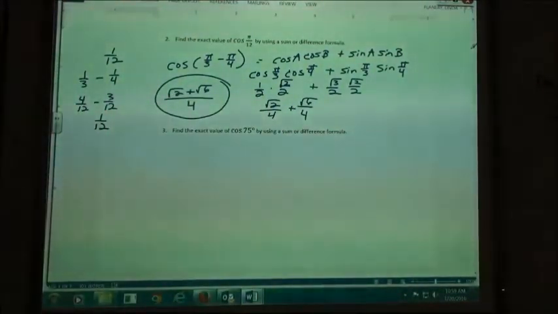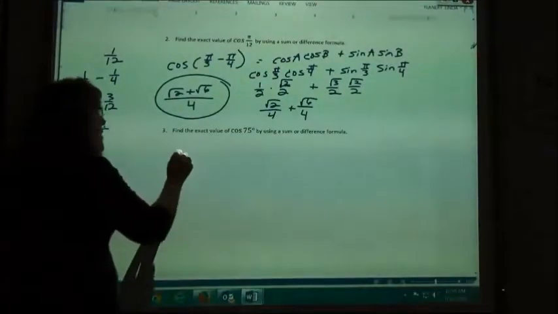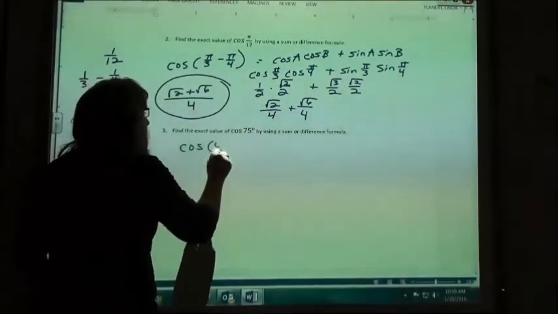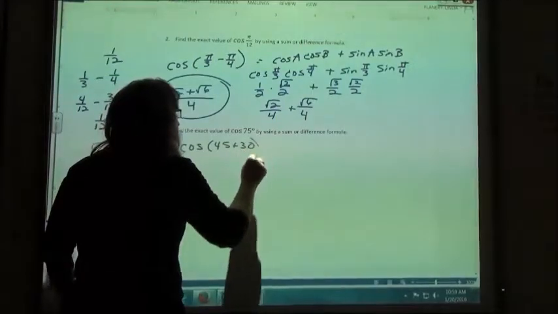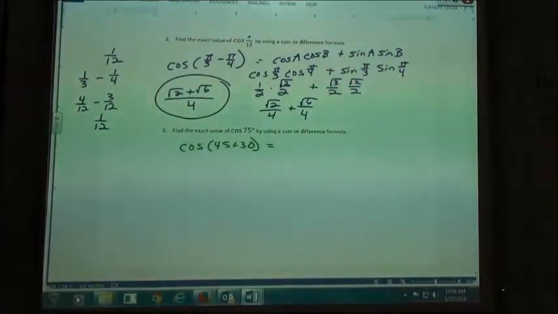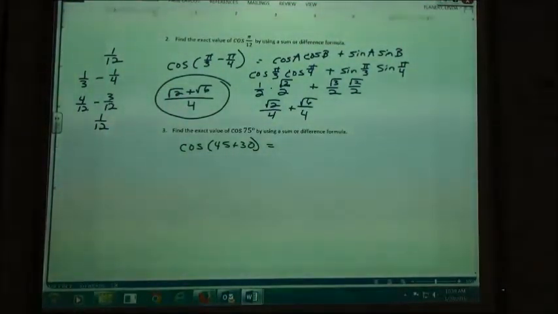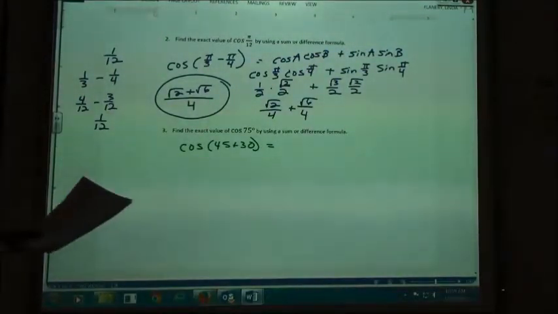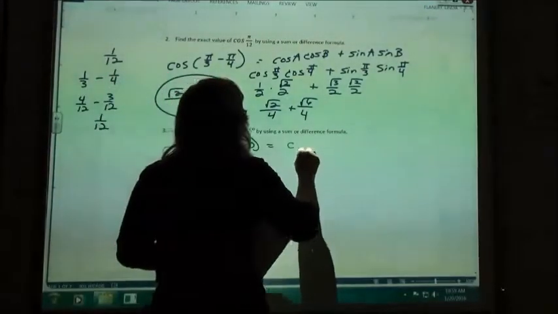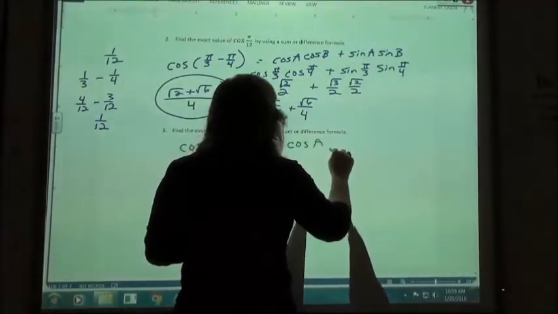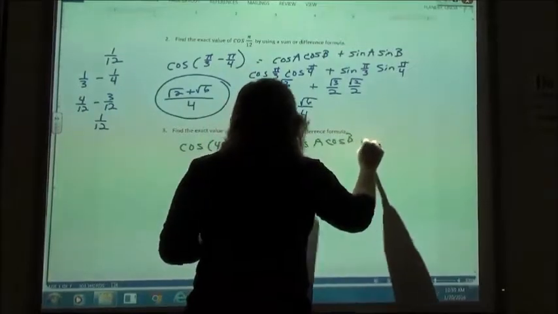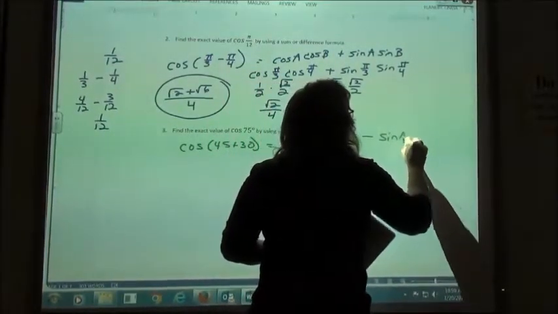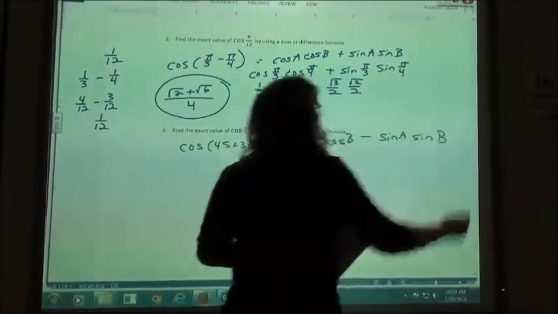Cosine of 75. So again, if I think about 75, 45 plus 30 is 75. So I'm going to do the cosine of 45 plus 30. And then I'm going to use my formula for the cosine of A plus B. It looks sort of like the cosine of A minus B. We're just going to change a sign in there. So we're going to take the cosine of A, cosine of B, minus the sine of A, sine of B.